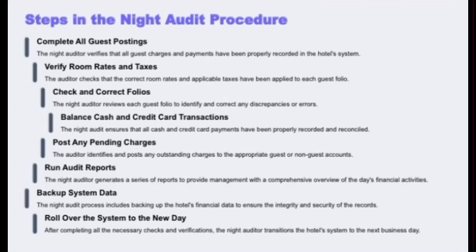And next, post any pending charges. The auditor identifies and posts any outstanding charges to the appropriate guest or non-guest accounts. So it adds any charges that weren't entered during the day. For example, adds a late room service charge missed earlier.